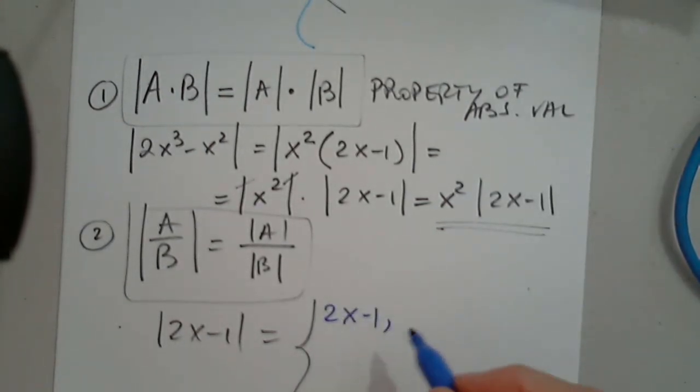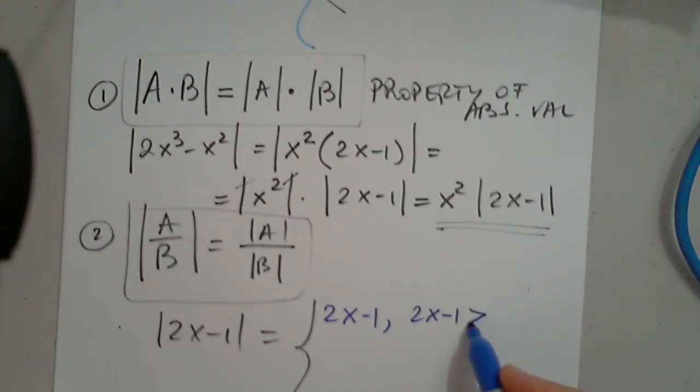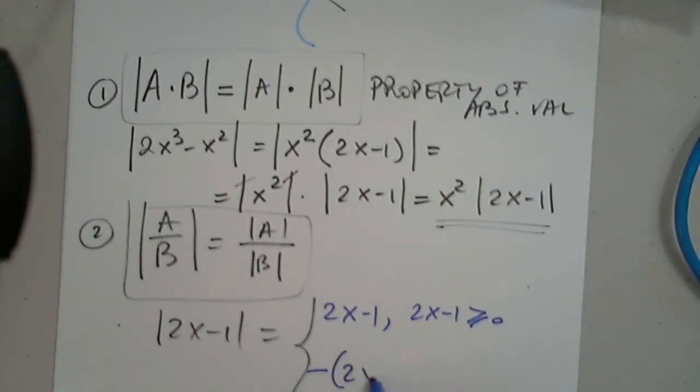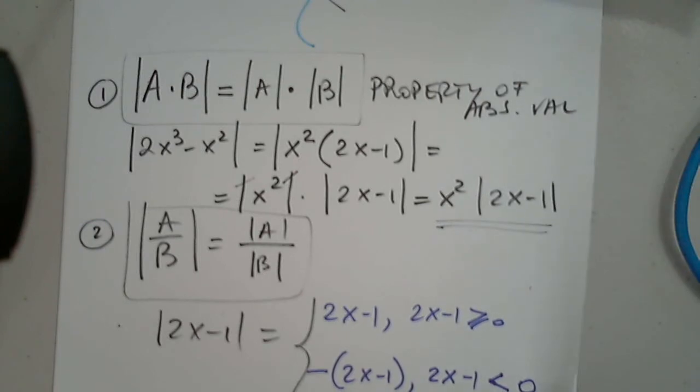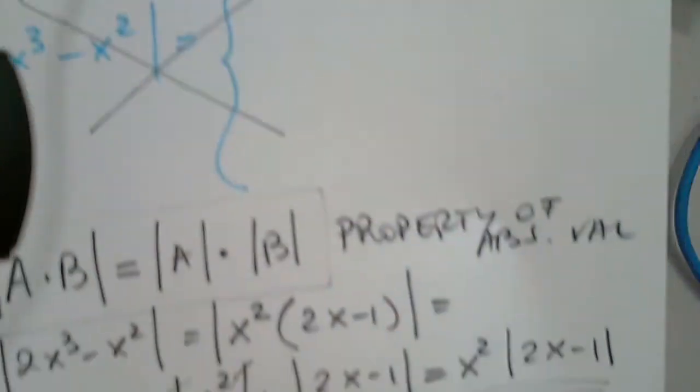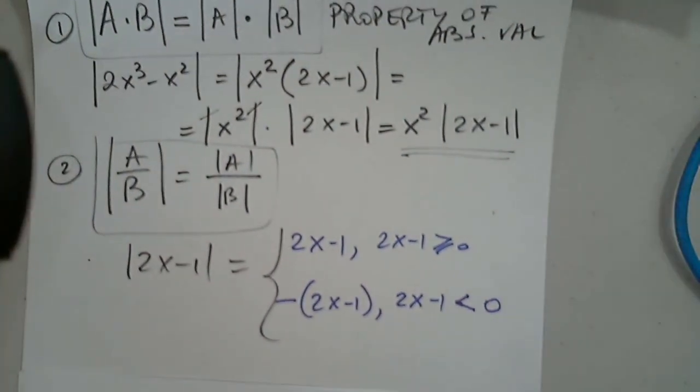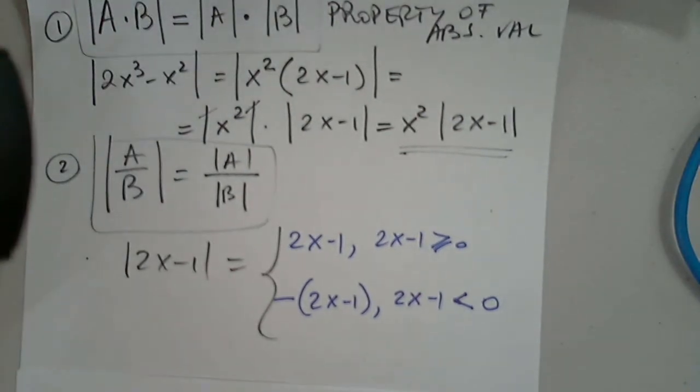2x minus 1 is greater than or equal to 0. So 2x minus 1 if 2x minus 1 is greater than or equal to 0. Don't solve anything just yet. And what is the other option? Negative parentheses. Excellent. 2x minus 1, if 2x minus 1 is less than 0. Awesome. Great job. Who was that? Caitlin, thank you.